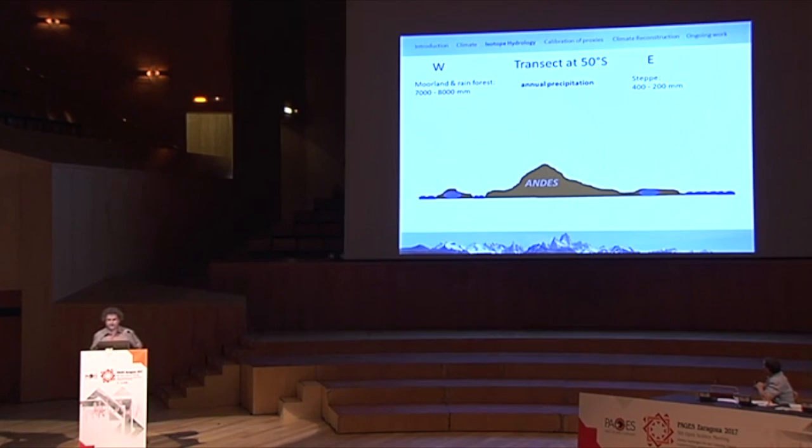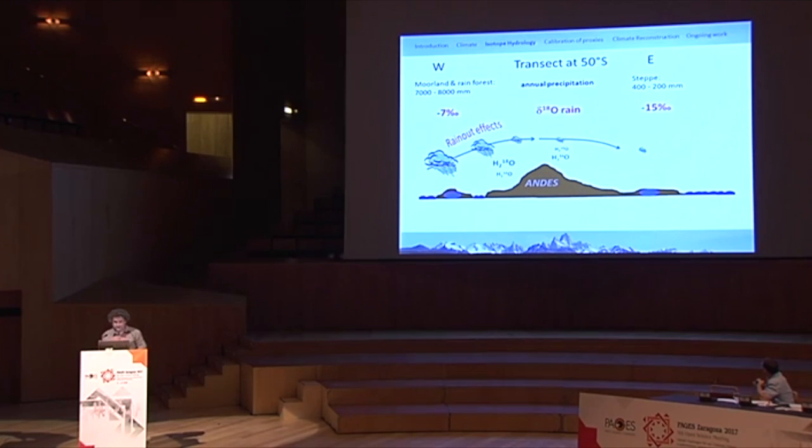So this is a transect at about 50 degrees south latitude, and from the data we have so far, we know that in the moorland and rainforest, with about 7,000 to 8,000 millimeters of precipitation per year, we have a different isotopic composition than east of the Andes in the steppe region with 200 to 400 millimeters of precipitation. And this is due to rainout effects when the air masses coming from the Pacific have to pass over the Andes.